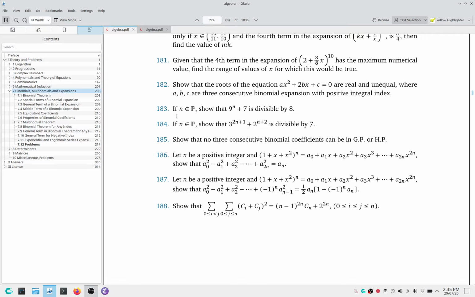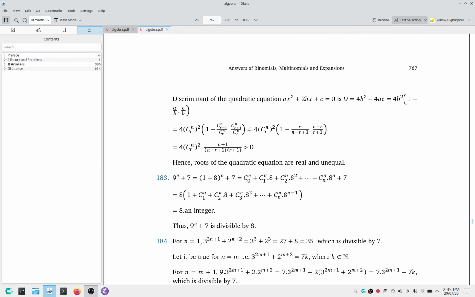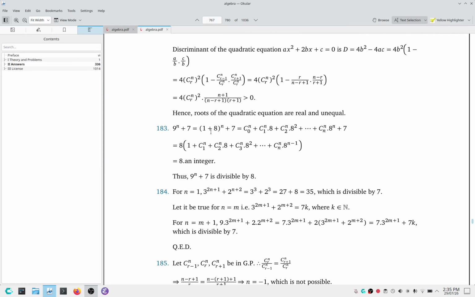Question 183 says that if n is in the set of positive integers, show that 9^n + 7 is divisible by 8. So what we do is we write (1 + 8)^n, we get nC0 + nC1 times 8 + nC2 times 8 squared, and so on up to nCn times 8^n, plus 7.